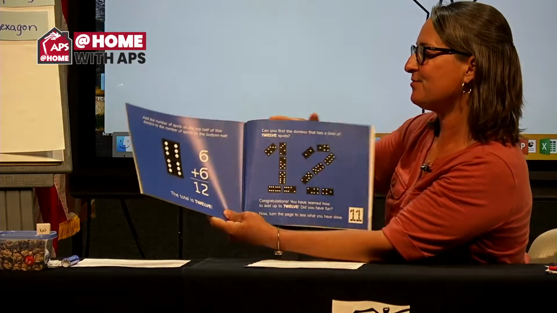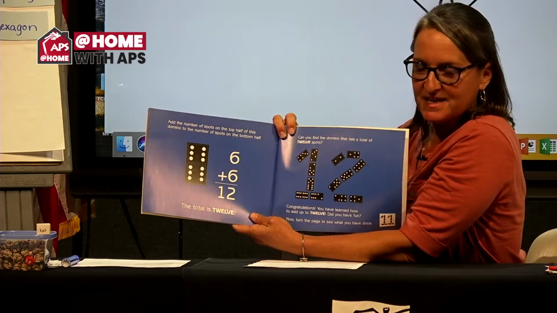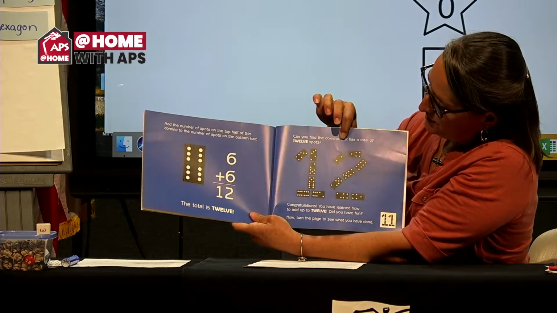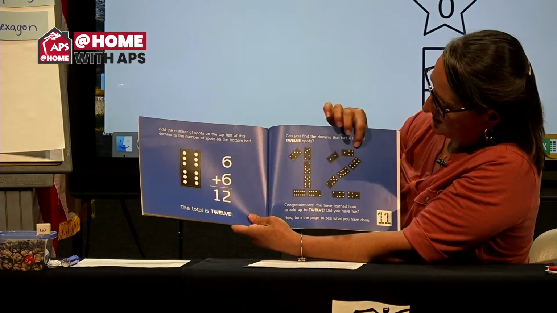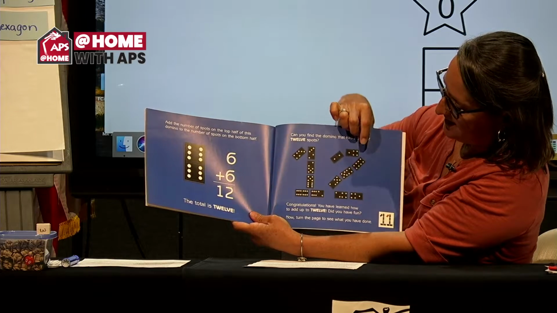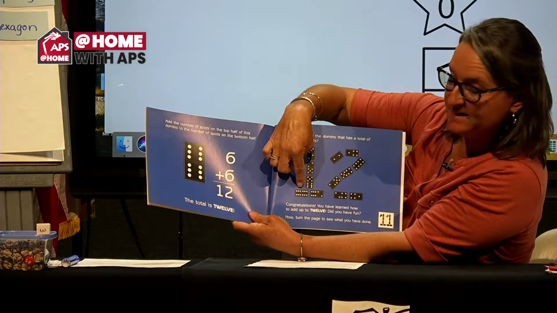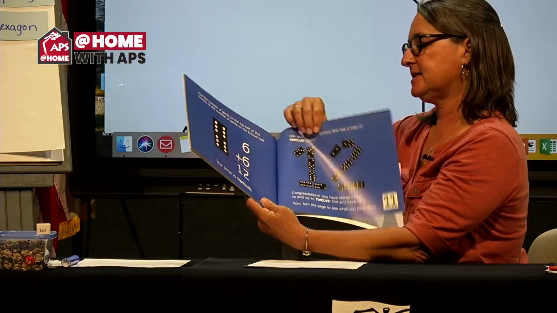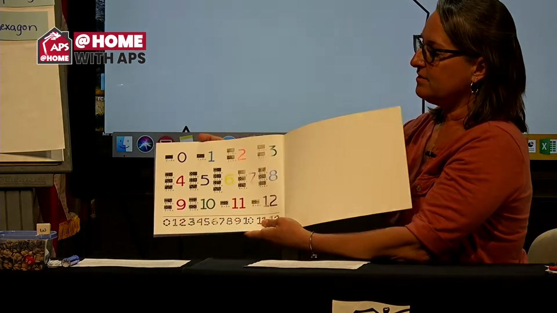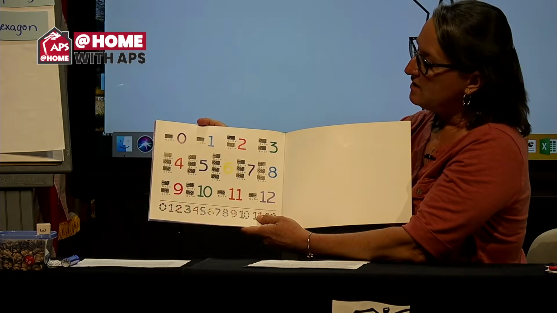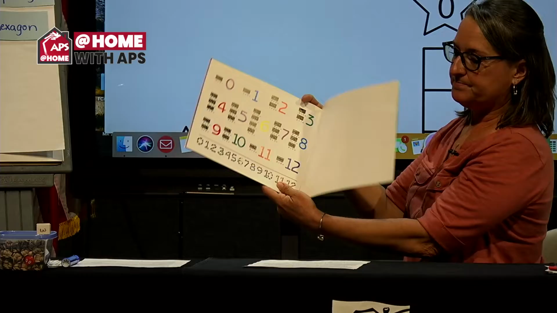Last number is 12. We worked on 12 last week. We're making it here with 6 plus 6. Can you see 6 plus 6 in our 12? There it is, down at the bottom again. It's the domino with the most spots in this set. And here are all the sums that we made in all the different combinations.